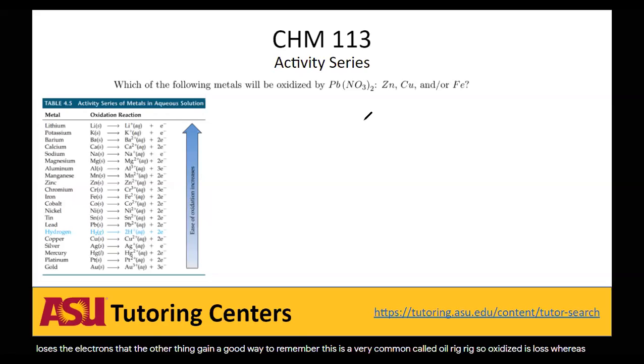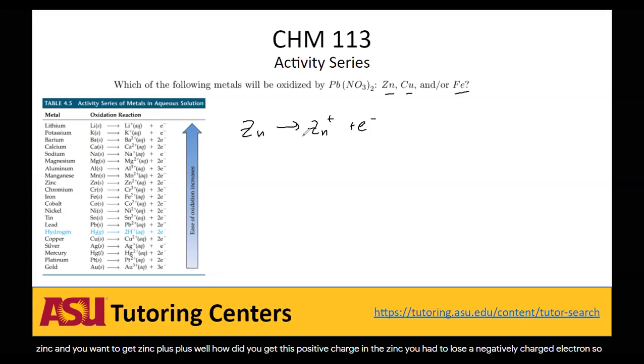Okay, so we're going to be focusing more on the oxidized part today because we're dealing with all of these various metals. And if we remember metals, how do metals work? The ions for metals are usually positively charged. Metals are typically cations. So if you start with zinc and you want to get zinc plus, how did you get this positive charge on the zinc? You had to lose a negatively charged electron. So your metals that you're working with are all going to be oxidized. They're all losing electrons to form their ions. That's why we're dealing with oxidizing here.